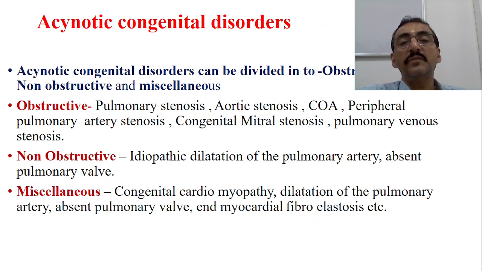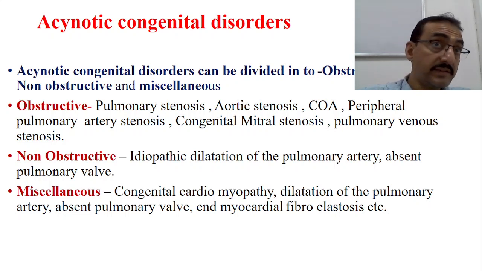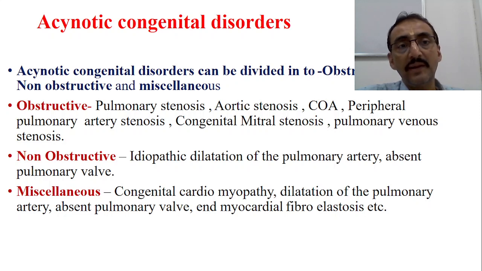Acyanotic congenital heart disorders can again be divided clinically into obstructive, non-obstructive and miscellaneous types. In the first division we have seen increased blood flow, decreased blood flow, etc. That is one type of division. One more type of division, for the clinical sense I am telling, because if you divide like this, it is very easy to diagnose a disease. For clinical purposes it is quite easier.